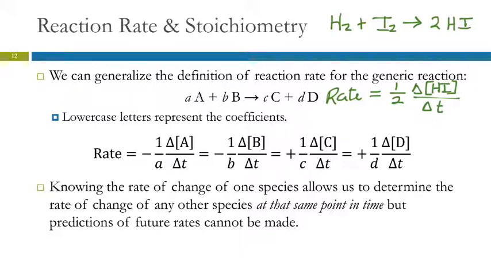Any other questions? So that's kind of what we were talking about just now. Knowing the rate of change of one species, we can see the rate of change of other species at that point in time, but we cannot predict what's going to happen to the future rate. How is it going to change?